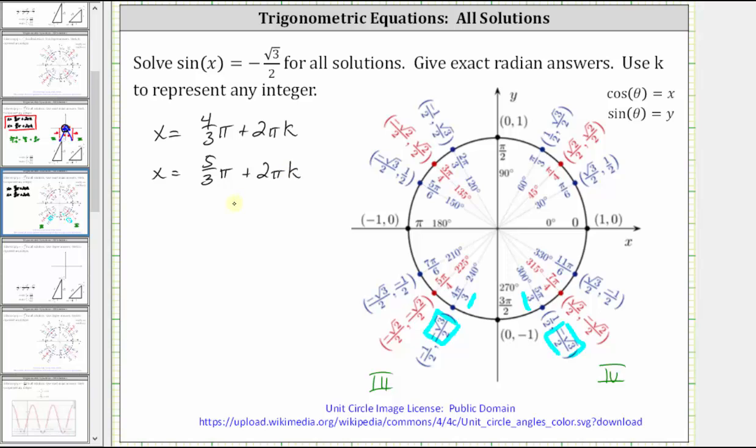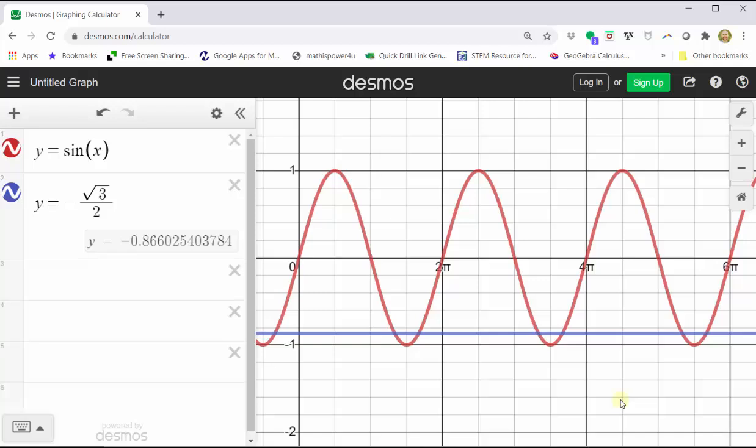And then finally, let's verify some solutions graphically. Here we have the graph of y equals sine x in red and y equals negative square root 3 divided by 2 graphed in blue. The first thing to notice is that the horizontal line will intersect the sine function in an infinite number of points, which is why we have an infinite number of solutions.